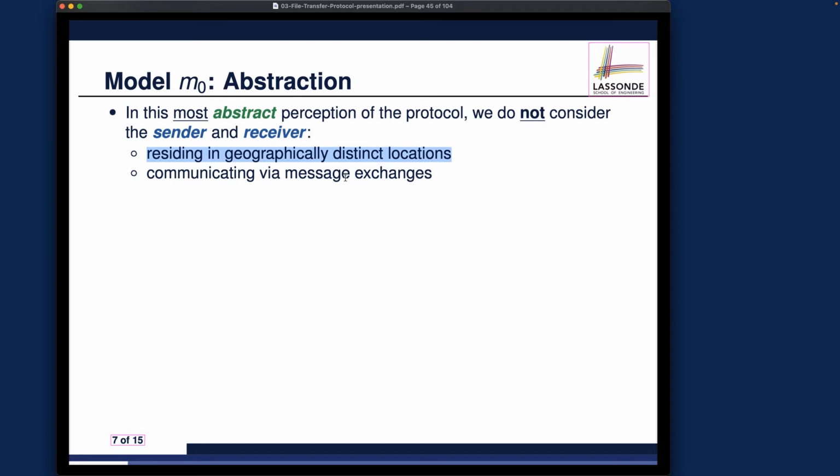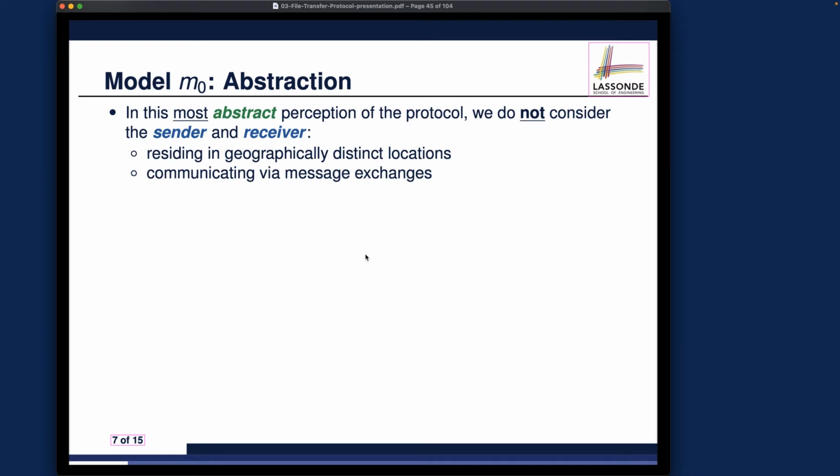And number two, we are also not going to consider the communication between the sender and receiver by message exchanges. That's also part of the mechanism to make sure that if you transmit the file piece by piece, you have some acknowledgement from the receiver that they have received certain parts of the file, so the sender would know what else to transmit or resend if necessary.